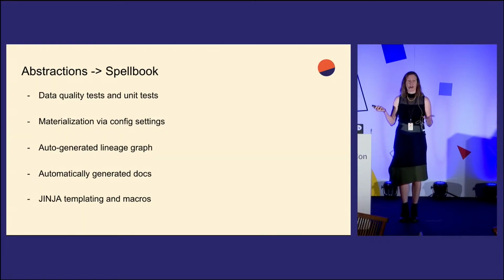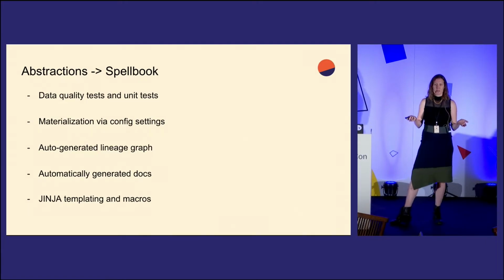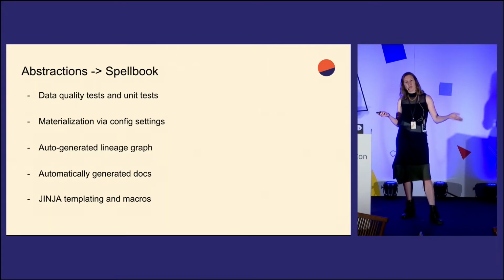And we also are implementing Jinja templating and macros, which means we can write much more elegant and modular SQL code rather than having to copy the same thing over and over again. We can do interesting things like write for loops and define variables. So a lot of exciting stuff when we've upgraded from abstractions to Spellbook.